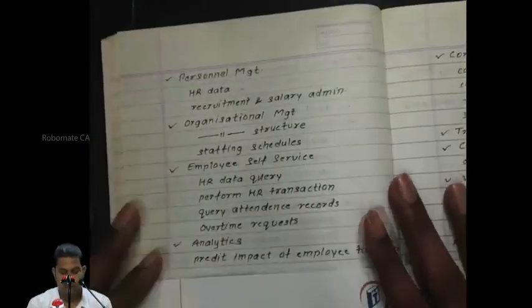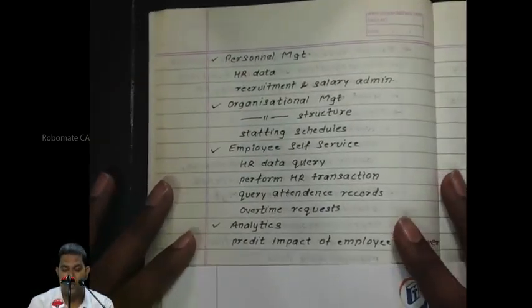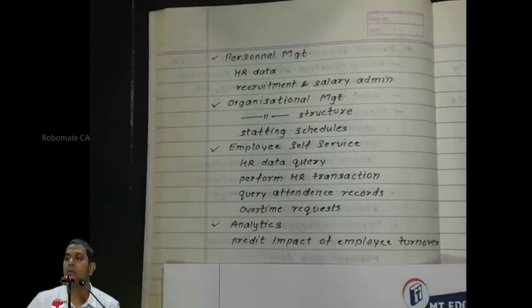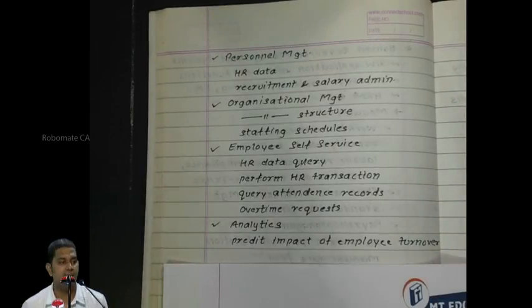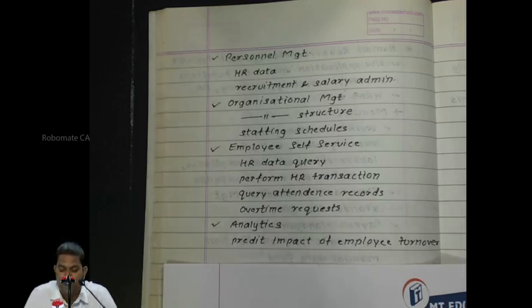And then we have the personnel management. Personnel management is what the personnel department is doing. They will be maintaining the complete data about a particular employee: his name, his address, his native place address, everything is maintained. And their recruitment and what salary he is drawing, all these things are required to be administered, and that is done by the personnel management department.